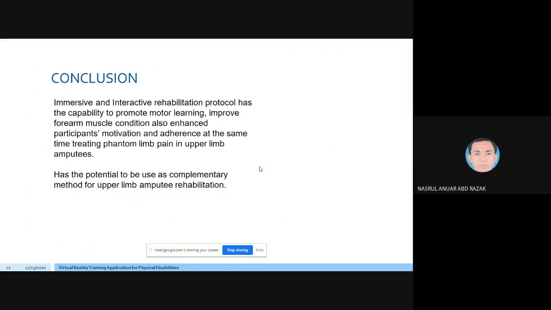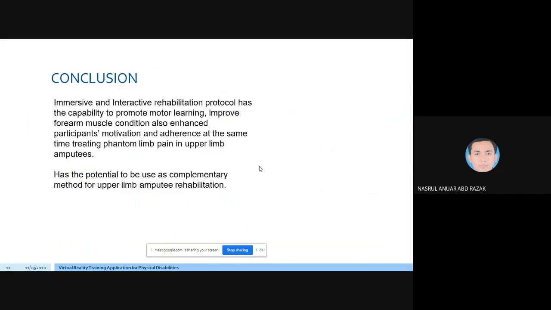As a conclusion, the immersive and interactive rehabilitation protocol has the capability to promote motor learning, improve the forearm muscles condition, and enhance the participants' motivation, while at the same time treating phantom limb pain in upper limb amputees. So it has the potential to be used as a complementary method for upper limb amputee rehabilitation at the hospitals.